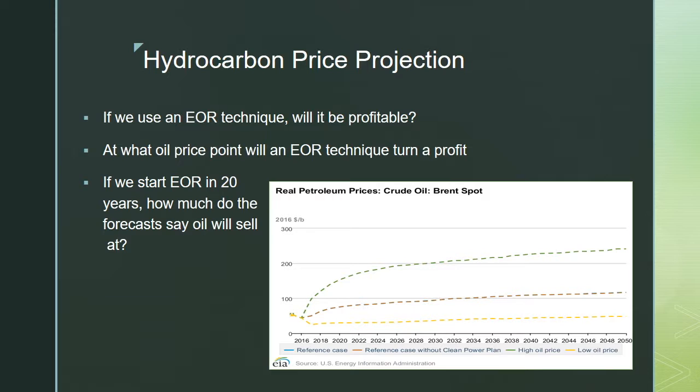So we can use this whenever we plan to start our EOR. We can kind of guess a low and a high value, if we will make a profit or not, and at what price we will make a profit at, and if EOR and CO2 injection is a go or not.